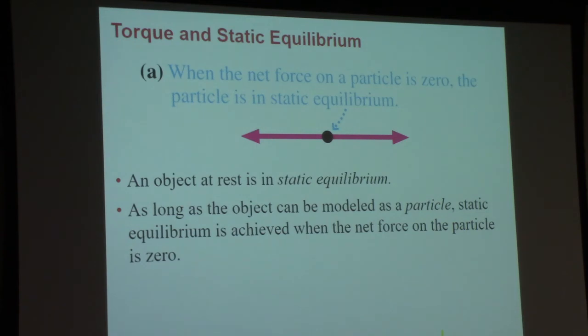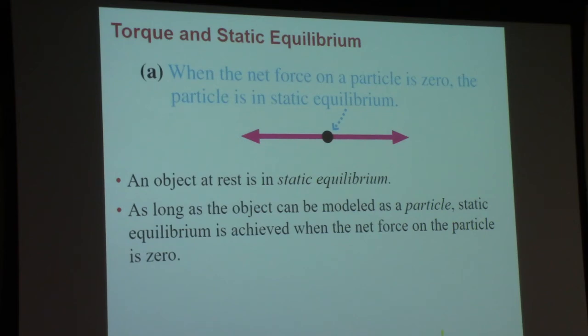So when the net force on a particle is zero, the particle is in static equilibrium. And we saw that before. Forces were balanced, so either it doesn't move at all, or it moves with a constant velocity, no acceleration. This was just for the point model.